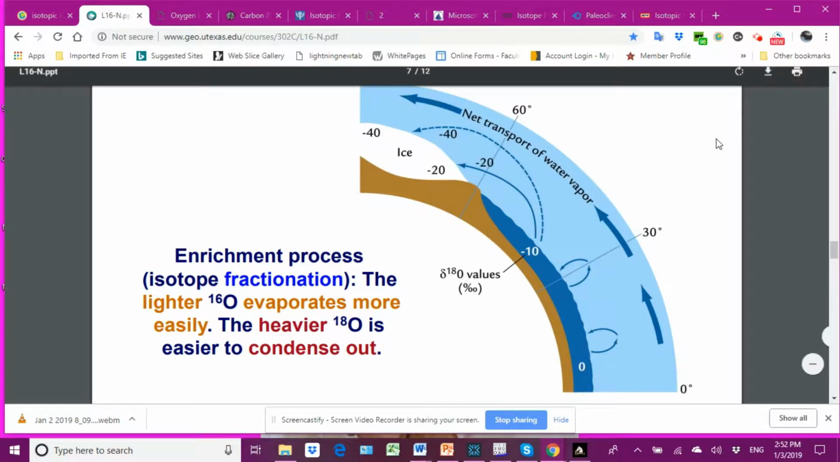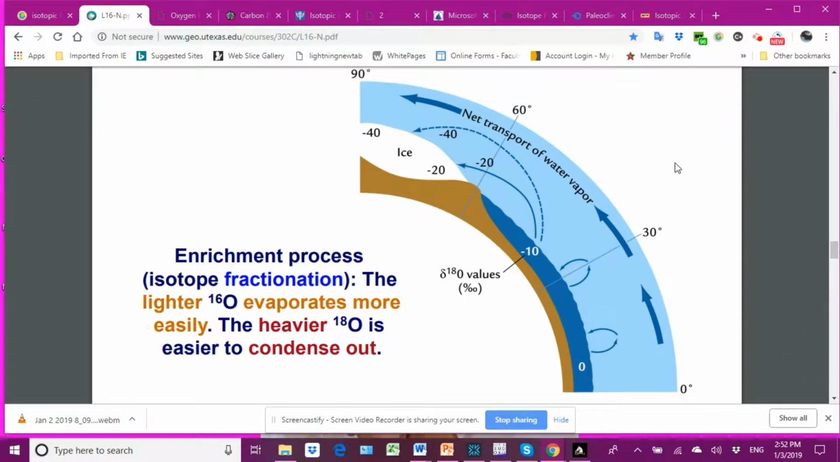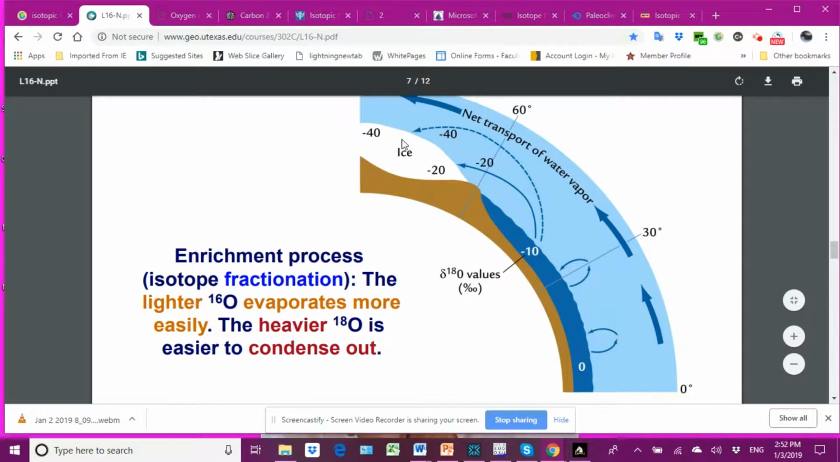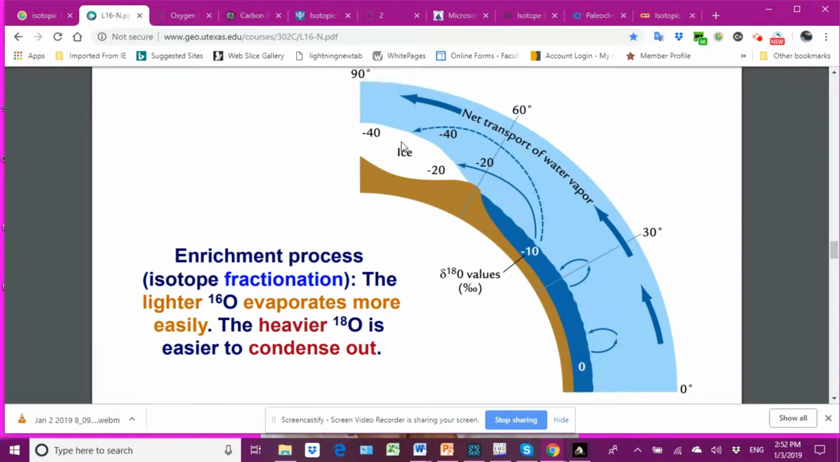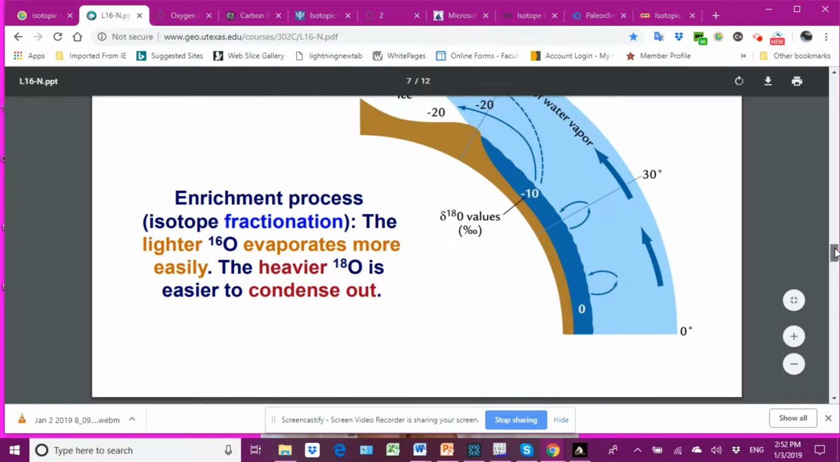Okay. So what's happening here, here's the equator down here, here's the North Pole up here. So this is like a quarter of a pie. We start seeing the net transport of water vapors. You have atmospheric processes, Hadley cells, that kind of stuff. And so you get some escape and some precipitation, and then some of the water vapor that persists in the atmosphere is transported to higher latitude. It falls as snow. The snow compacts into ice over time, and you can see these are the del 18 values.